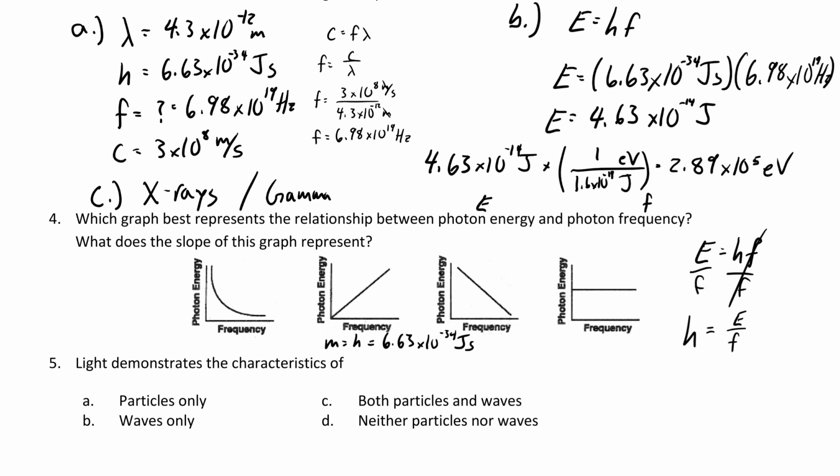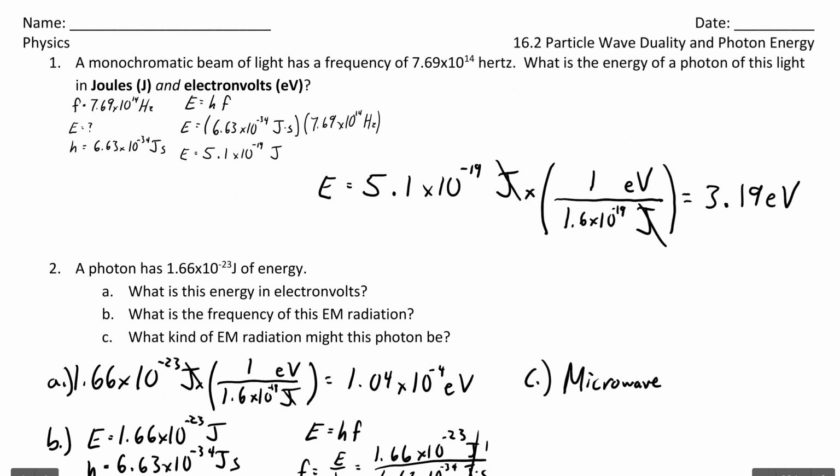And then number 5, nice and easy to round it off. Light demonstrates the characteristics of both particles and waves. Particle-wave duality for light. Cool, very good.